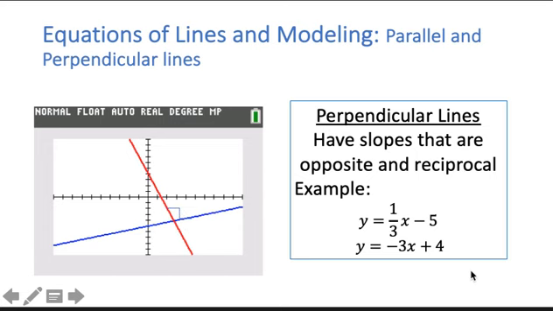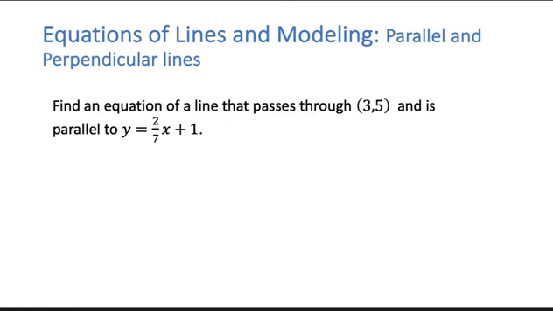Okay, so let's do what we were doing before, finding the equation of lines, and let's use this new concept of parallel and perpendicular lines. Another type of question you're going to see in your homework is: find an equation of a line that passes through the point (3, 5) and is parallel to y equals 2/7x plus 1. So think about it. We need to know a point that the line goes through, got it, and we need to know the slope.